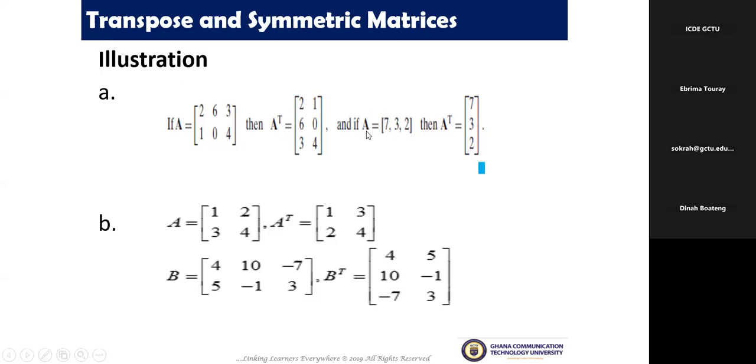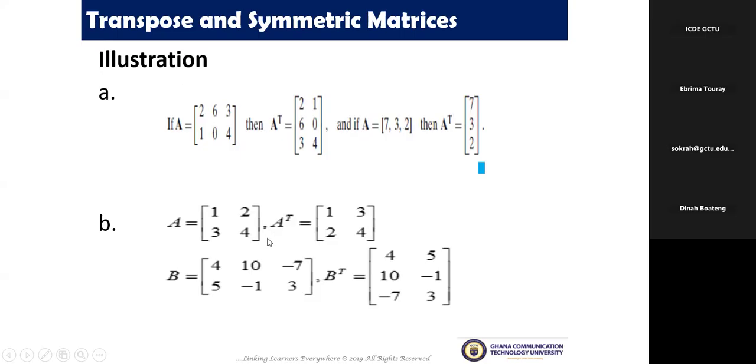You see another one. This is the matrix A, and this is the transpose of it. So you just turn the row into a column. That is all that we mean by transposition. You take each row, you turn it into a column like this. So this is the transpose of this. The row has now become a column. The same thing you see here.